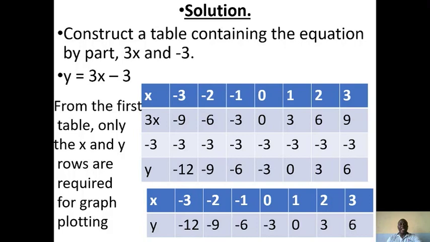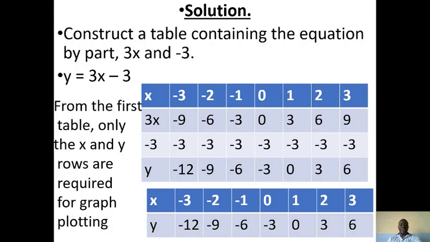Now the next component of the formula is -3. You check all the rows, they are all -3. So for us to get the value for y, we add them. -9 minus 3, we have -12. -6 minus 3, we have -9. -3 minus 3, we have -6. 0 minus 3, we have -3. 3 minus 3, we have 0. 6 minus 3, we have 3. 9 minus 3, we have 6. From this table, we have two things that are relevant for the graph.